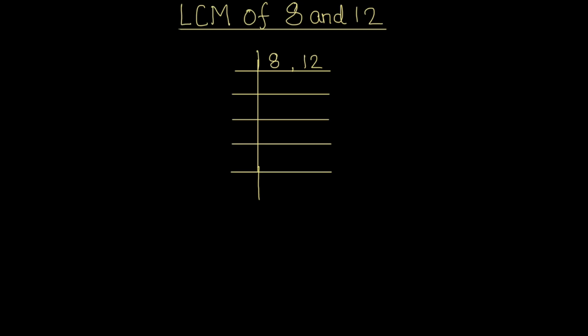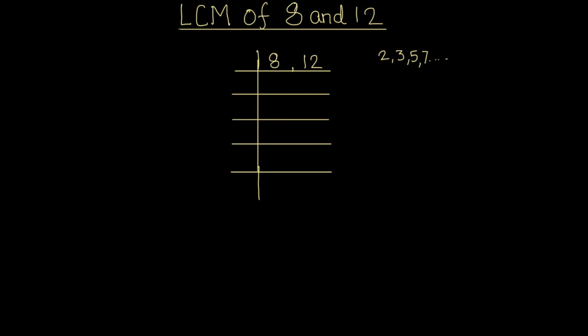In this method we divide numbers using prime numbers and find the factors of the numbers. Factors are numbers which divide any number fully without leaving a remainder. So the first few prime numbers are 2, 3, 5, 7 and so on.